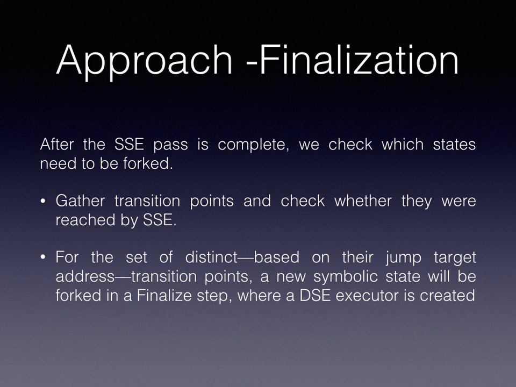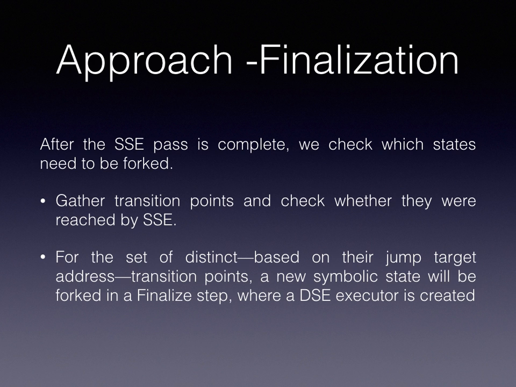The final step is the finalization. After the SSE path is complete, we need to check which states need to be forked. There are two steps. We need to gather transition points and check whether they are reached by SSE. And for the set of distinct transition points, based on their jump targets address, a new symbolic state will be forked.